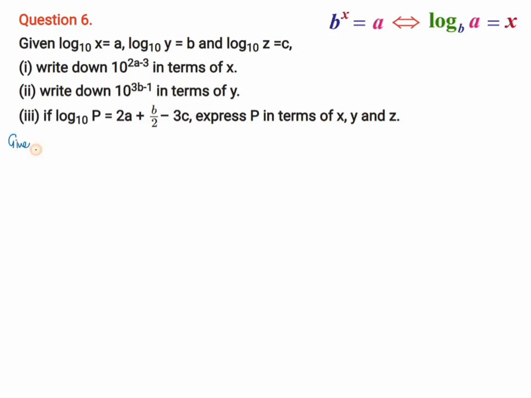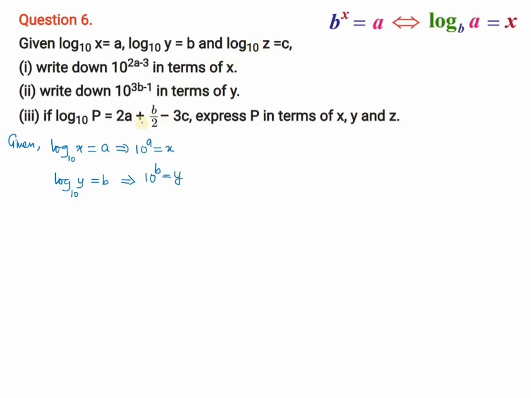So given is log x at the base 10 is equal to a. So we will now see this is given in the logarithmic form. We will change it into the exponential form. So this becomes 10 to the power a is equal to x. Similarly, the other one that is given to us is this one, that is log y at the base 10 is equal to b. So this gives us 10 to the power b is equal to y.